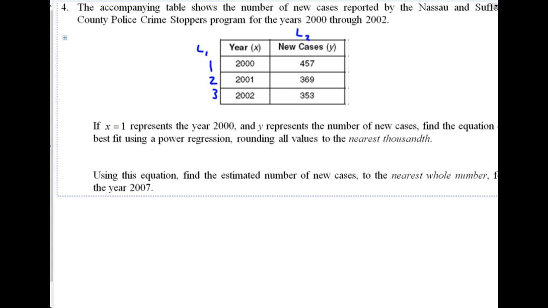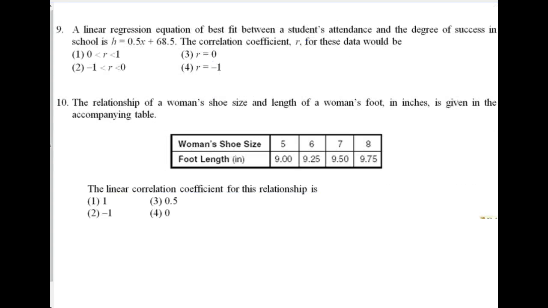Last thing I want to review with you is a little bit about the correlation coefficient. Okay, let's skip ahead to number 9. Question number 9 says, if I have a linear regression involving a student's attendance and his degree of success in school, what would be the possible correlation coefficient for this data? Well, we don't have the data, but all we have is this equation. So looking over my choices, I've got some choices for R. Well, the way to reason about this is an equation. I don't know how well it fits the data, but I do know it has a positive slope.